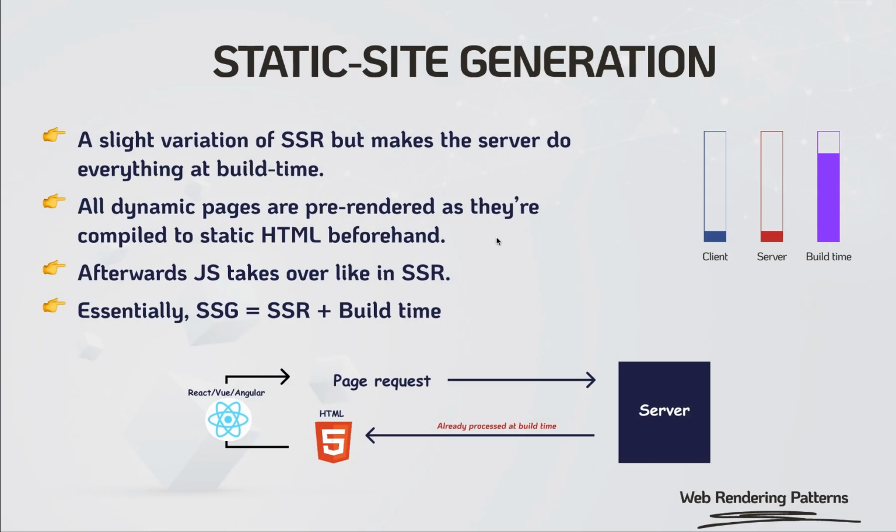So, this is a slight variation of server-side rendering, but it makes the server do everything at build time. So, all the pages, let's say you have a blog, and instead of when you click on a route as in SSR, the server puts together the HTML page and sends it to you, everything is rendered before that. So all the dynamic pages are pre-rendered as they are compiled to static HTML. And afterwards, it pretty much works like SSR as JavaScript takes over things like routing, and essentially static site generation, or SSG, equals SSR plus build time.